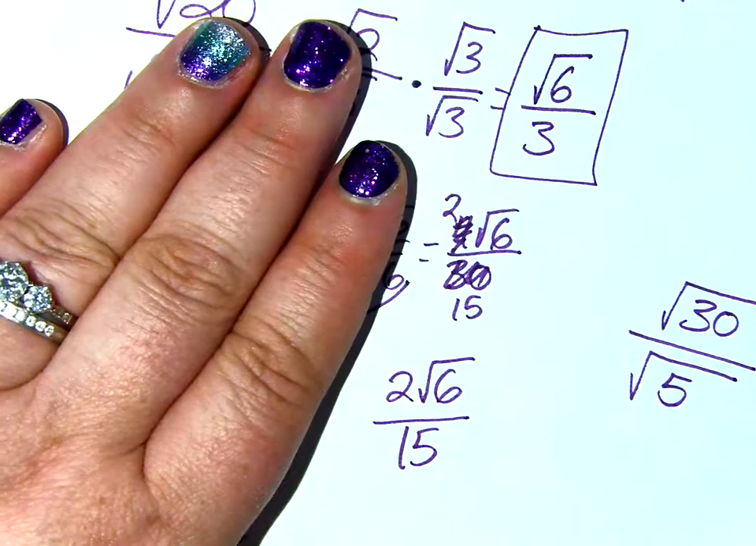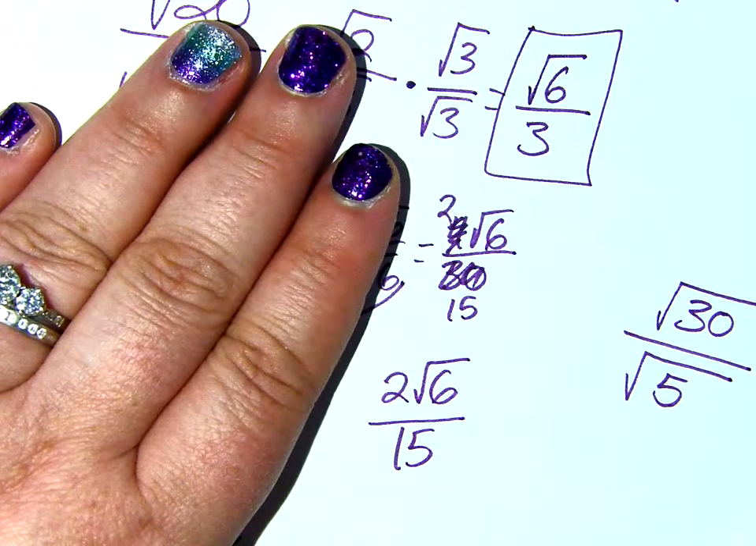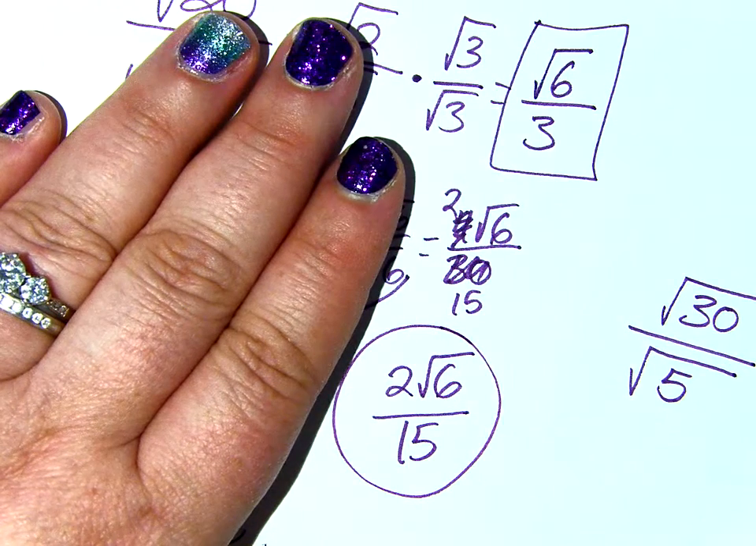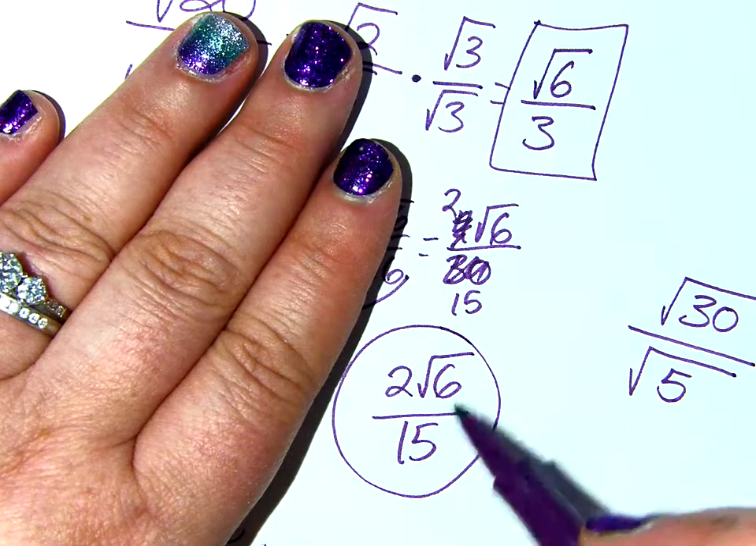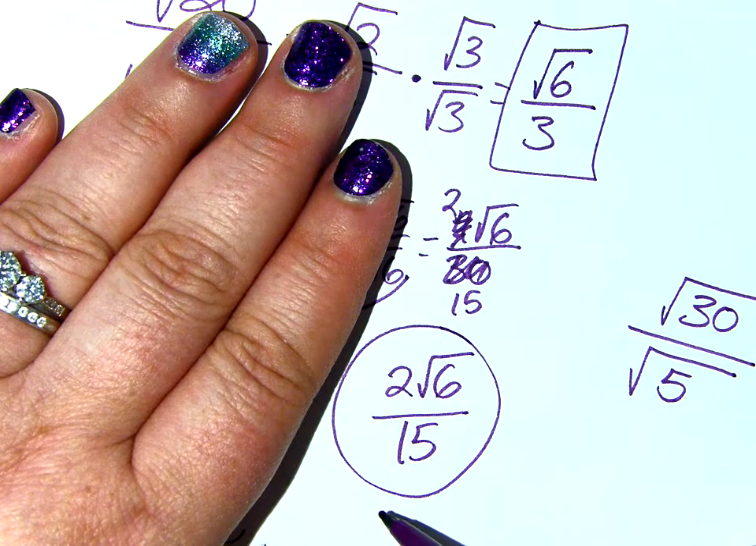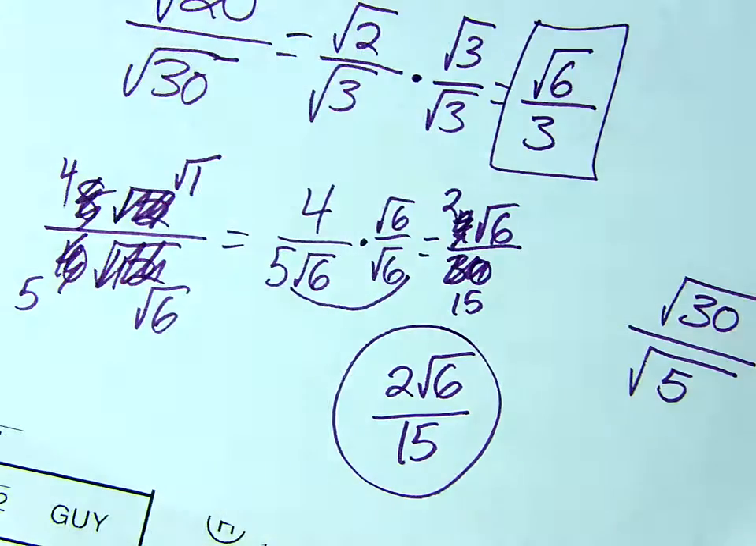You can have a square root in the numerator. It's just the denominator that can't have it. So this is a good final answer. You cannot reduce the 6 and the 15 because the 6 is in the root and the 15's not. Okay, so I'm done.